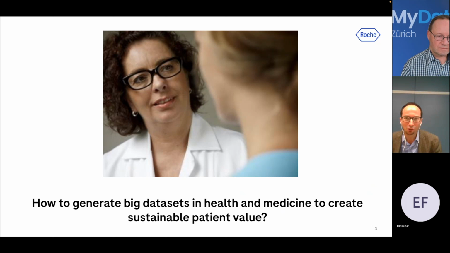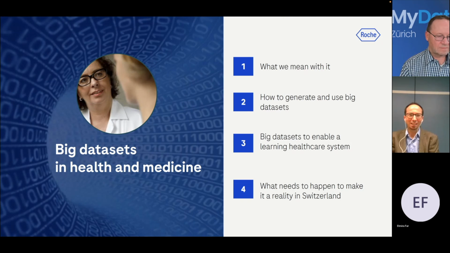as you see here. You have a physician and you have a patient in front. And the big question we want to discuss today is how can we generate big data sets to create patient value? So you will see this picture throughout my talk, and it should remind us that what we talk about is actually analog life situations. What we want to do is use digital technology, use data science to create value for these very analog life situations. And so with this, we can see how I would like to structure my talk.